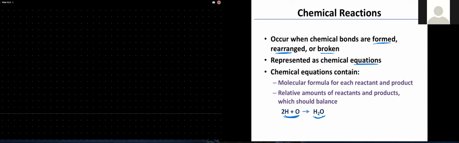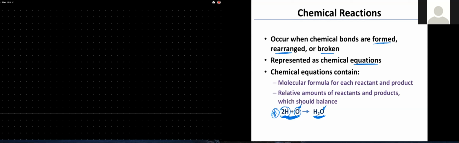Very important to notice, if you're taking the HESI or TEAS exam, you need to make sure that your chemical reaction, the chemical equation, is balanced. So you have the same number of atoms of hydrogen on one side as on the other, and the number of oxygen atoms in the reactants is going to be equal to the number of oxygen atoms in my products.